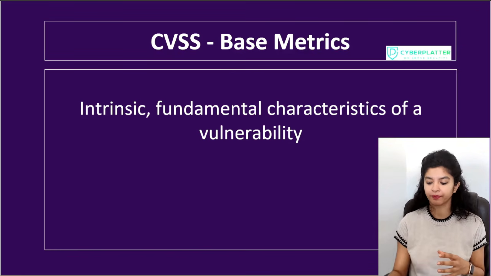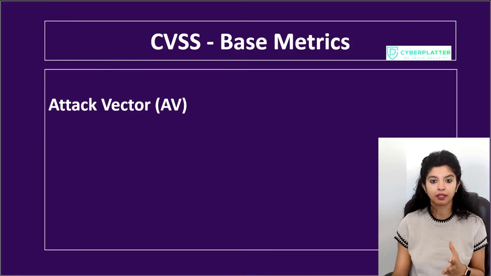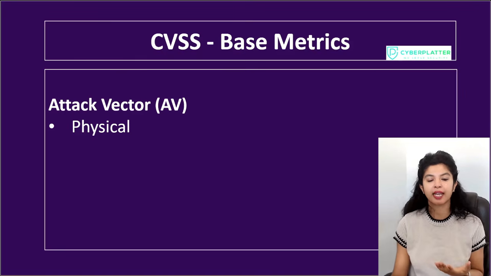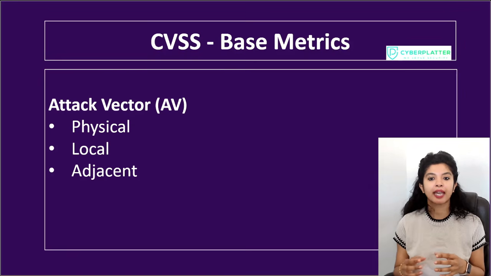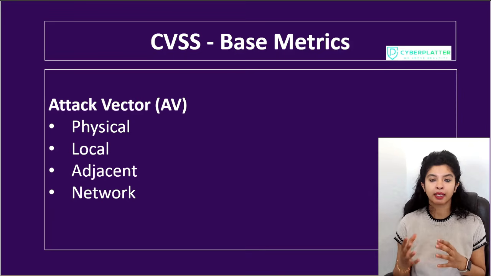Let's look at them. The first one is the attack vector. So how the attack is delivered is what is attack vector. It can be physical, that is the attacker must be physically present. Example, say USB exploits. Local, attacker needs local or system access. Adjacent, attacker must be on the same network segment, for example, the same Wi-Fi. Network, that is the vulnerability is exploitable remotely across the internet.